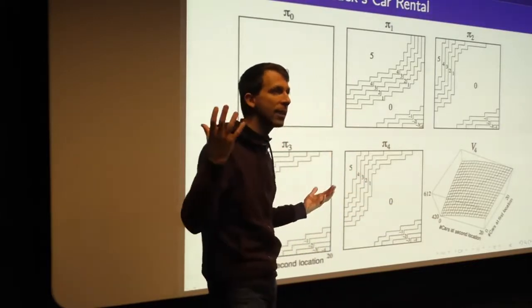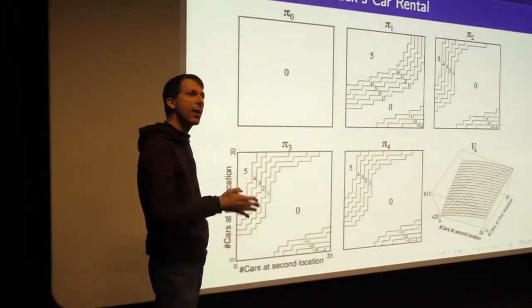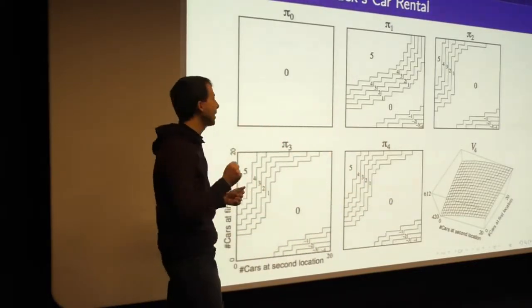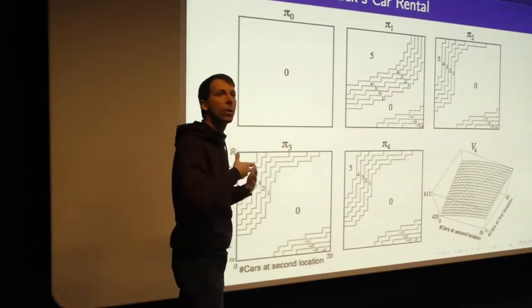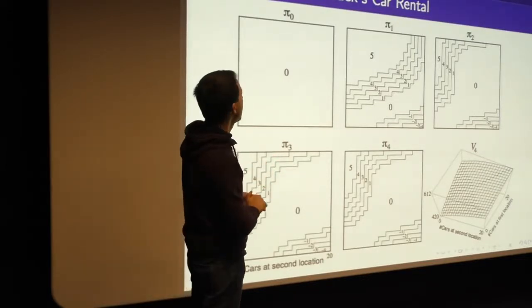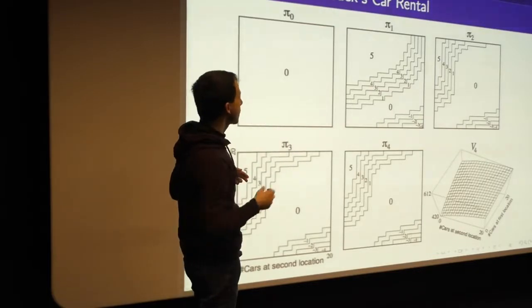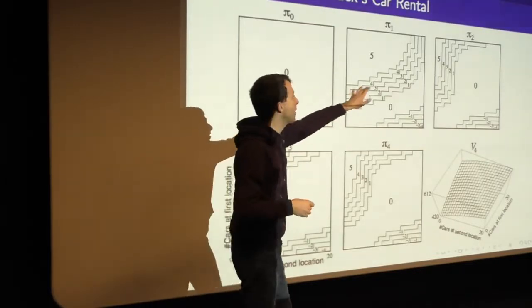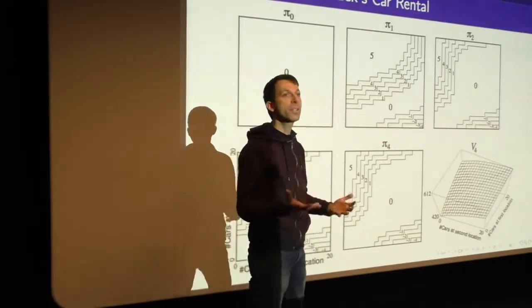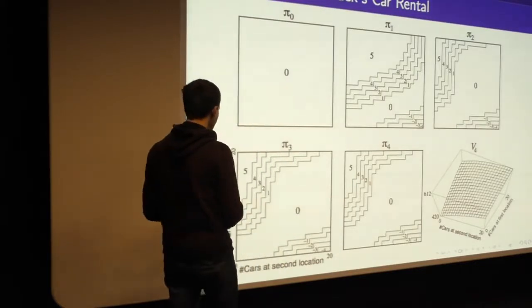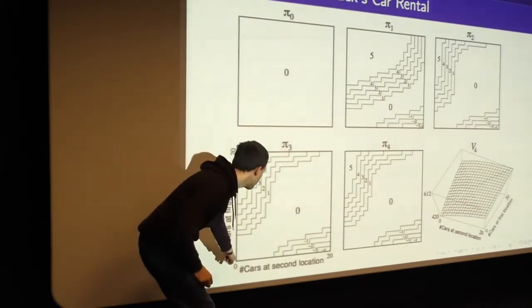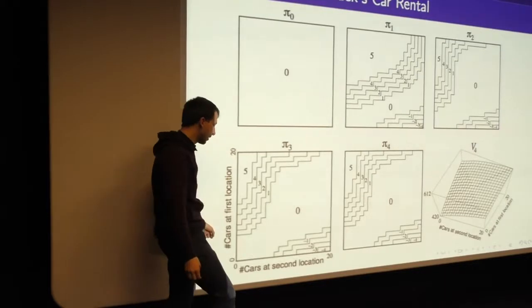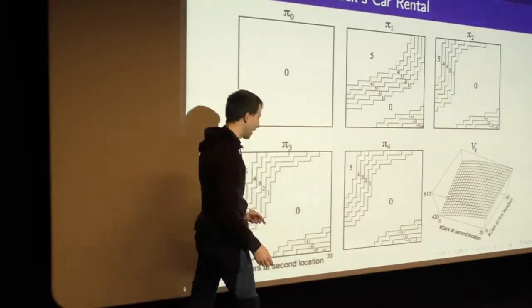So we're going to apply this idea of policy iteration. I know I haven't been concrete yet about the algorithm. I just want to give you a flavor of what this algorithm looks like first. What we've got here is the policies to begin with. These five squares represent the policies that we're considering. The axes are the cars at the first location on the y-axis and the number of cars at the second location on the x-axis.